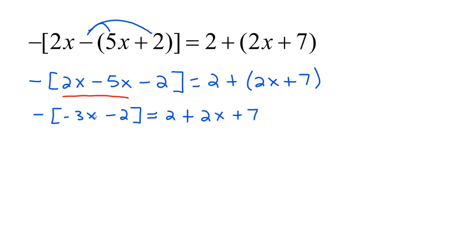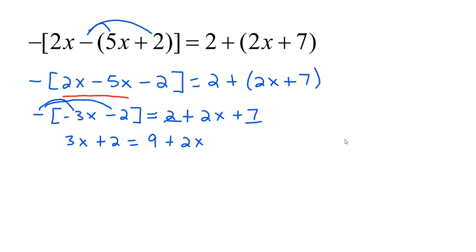Okay, now to get rid of these brackets, I'm going to distribute this negative, or negative 1. So a negative times a negative would be a positive 3x. Negative times negative would be plus 2 equals, now I'm going to combine these two terms. 2 plus 7 is 9 plus 2x.